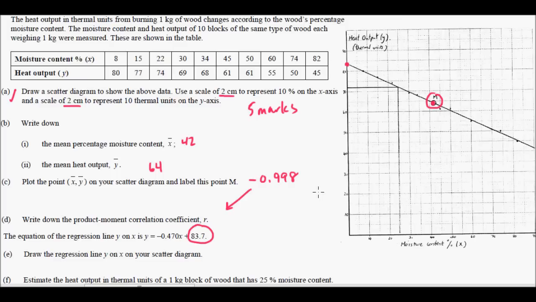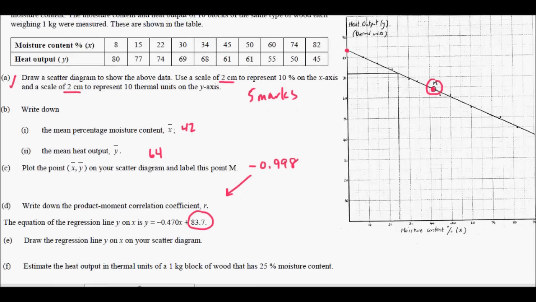Okay, now the last one says estimate the heat output in thermal units of 1 kilogram of a block of wood. Okay, so 1 kilogram of a block of wood. No problem. It says 25% moisture content, so we just go up to 25, and you can see I've already drawn the line here, and this actually isn't my graph. I got this from the question bank, but boom, and then over, and it looks to be about 72%.